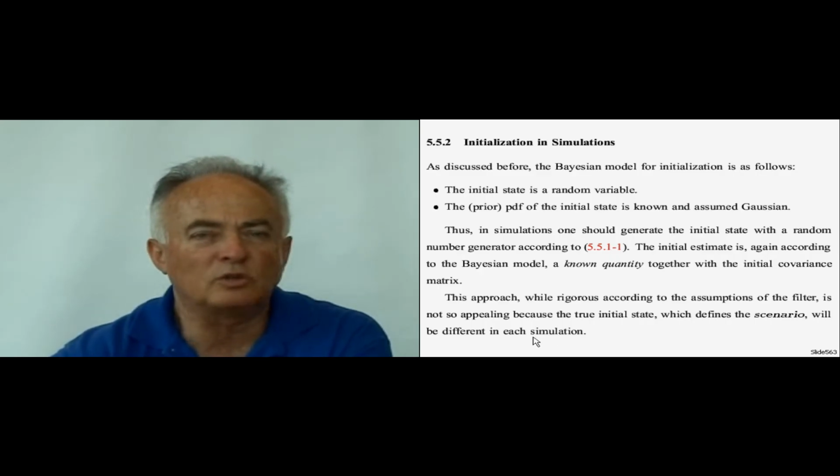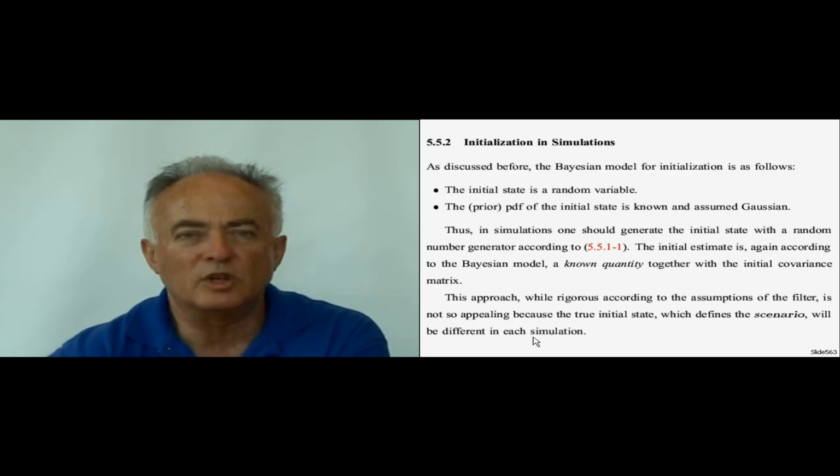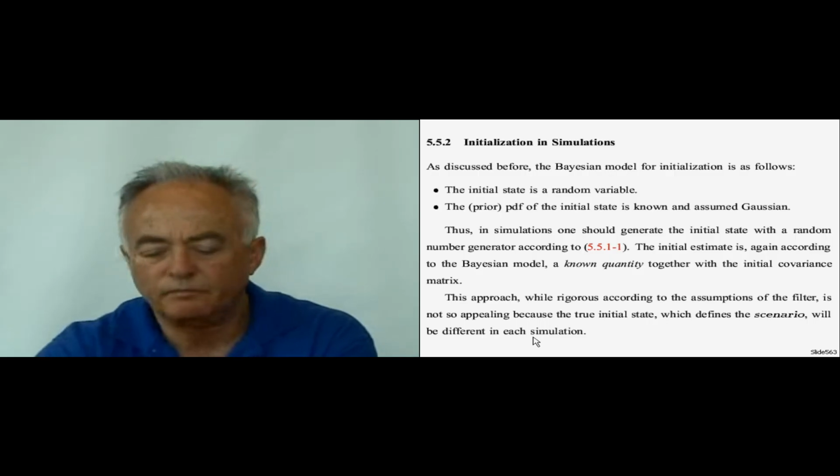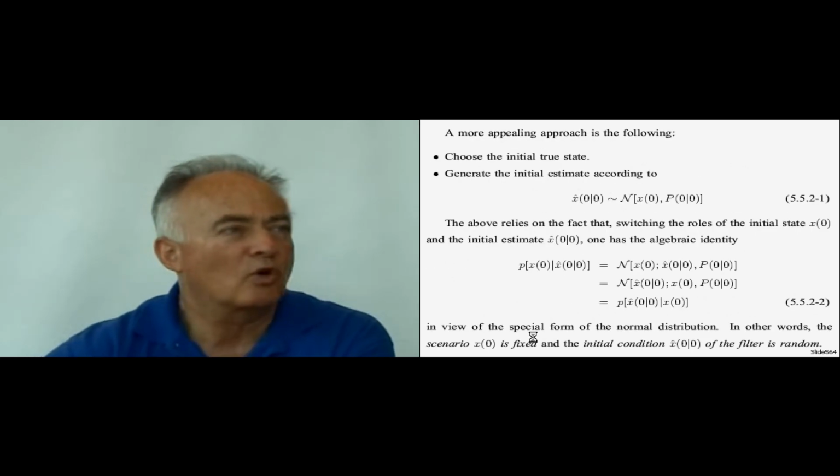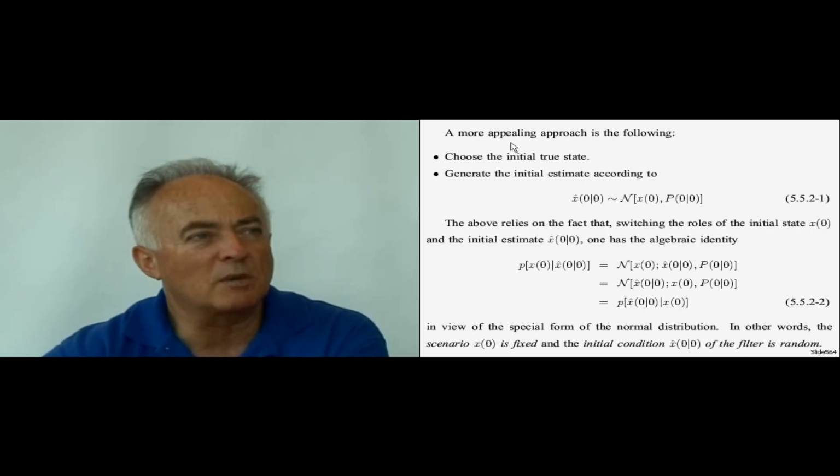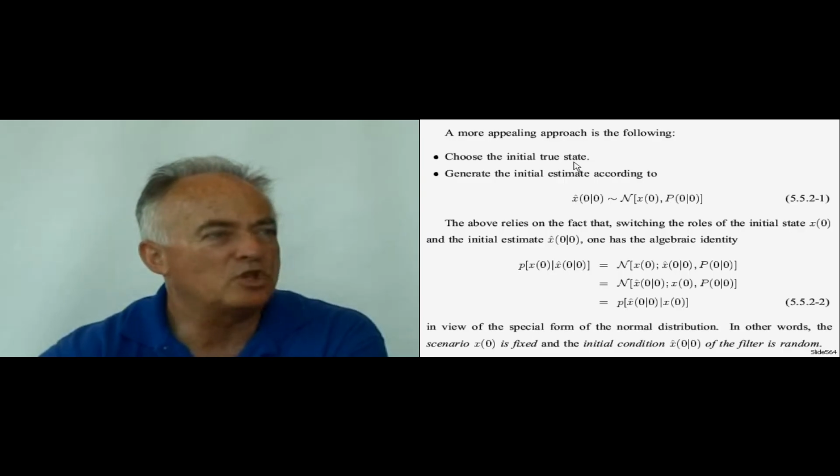So we really don't want to have a set of simulations starting all from the same initial estimate with a randomly generated initial true state. That's because we are interested in a fixed scenario. Okay, so consequently, a more appealing approach is the following. We choose the initial true state, we choose the scenario, fix it, and we generate the initial estimate according to x hat, Gaussian, with mean x and covariance P.